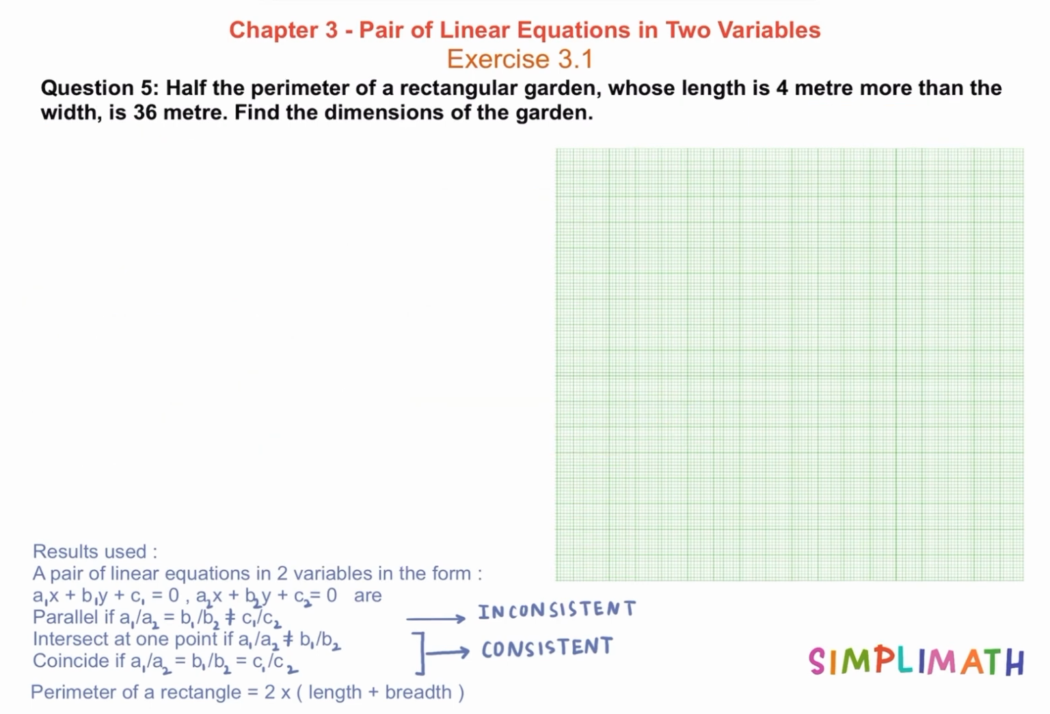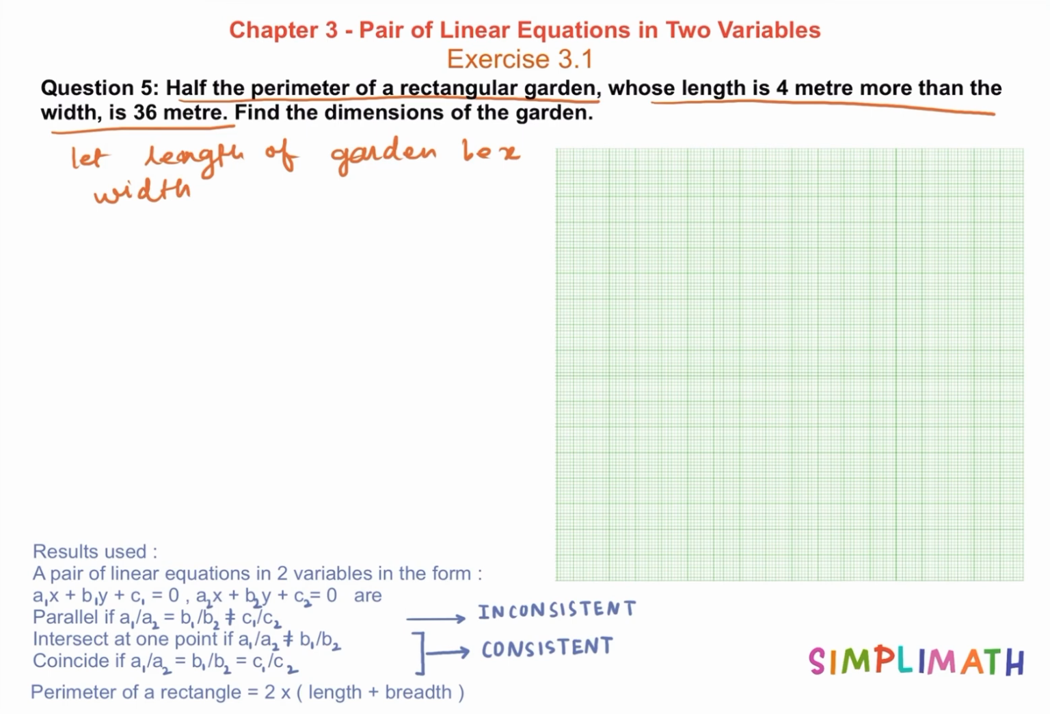Now the question says half the perimeter of a rectangular garden whose length is 4 meter more than the width is 36 meter. So let the length of the rectangular garden be x and width be y. If this is a rectangular garden, this is the length and this is the width. So what would be the perimeter? Perimeter would be twice of (x plus y), and half of the perimeter would be this divided by 2, which would be equal to x plus y.